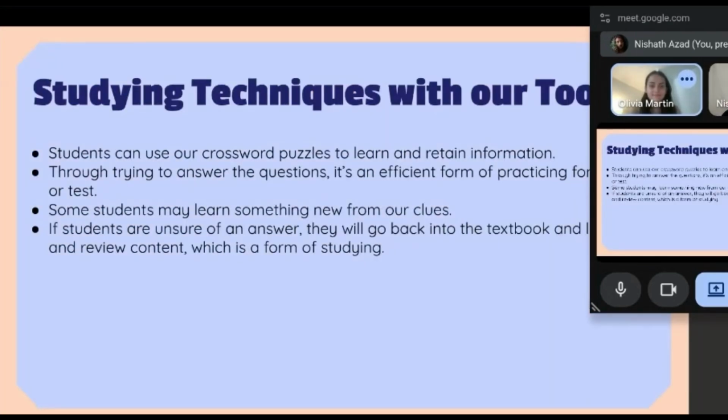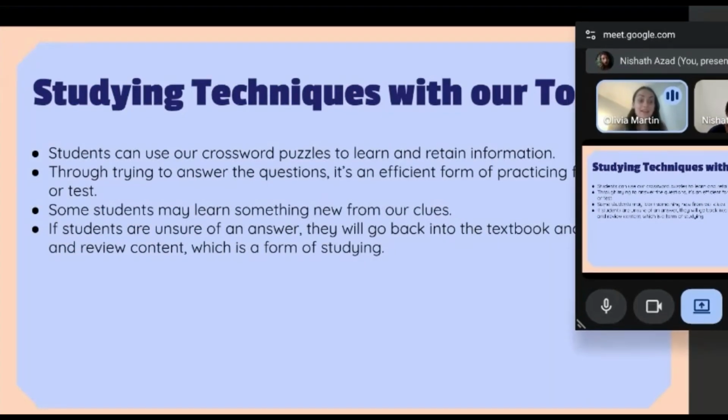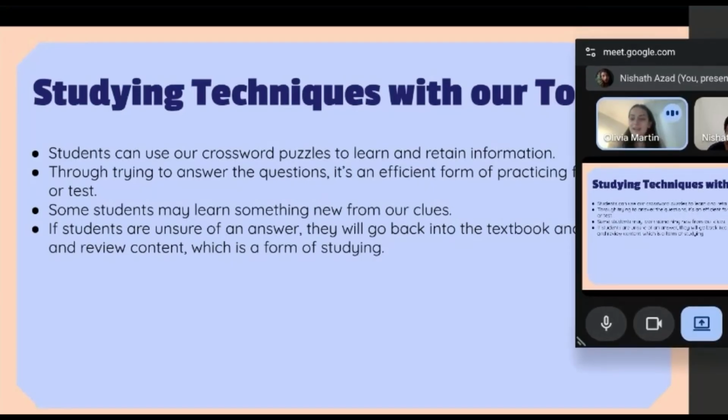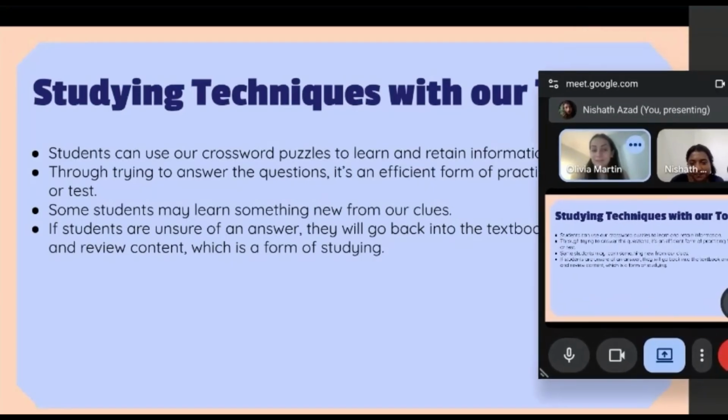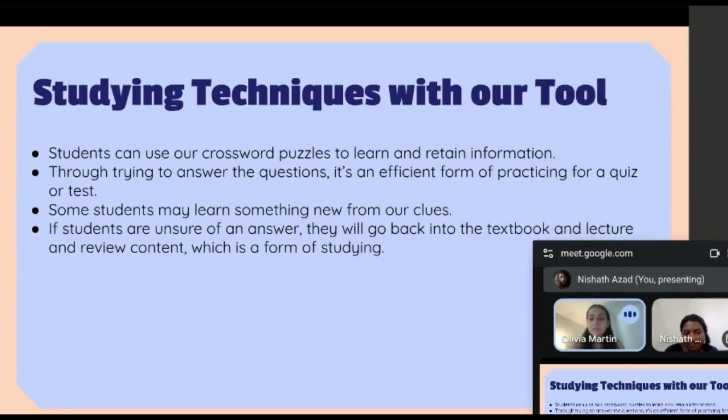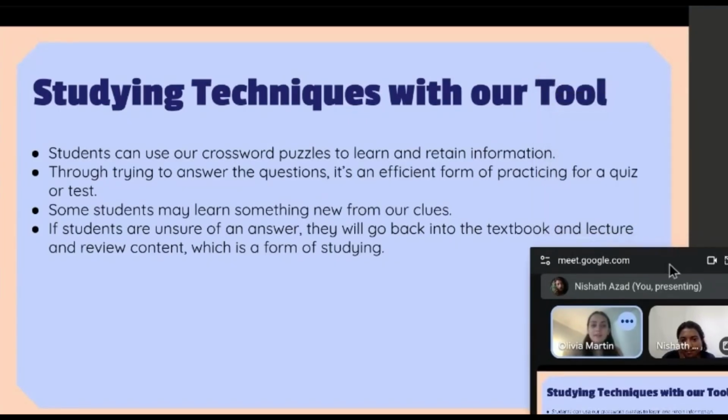Students can use our crossword puzzles for studying techniques. They can use it to learn and retain information. Furthermore, through trying to answer the questions, it's an efficient form of practicing for a quiz. And some students might learn new things from our clues. And if students are unsure of an answer, they can go back into the textbook or lectures and review, which is a form of studying.